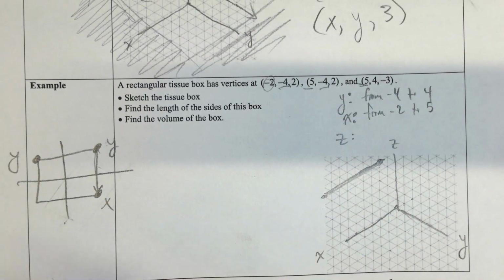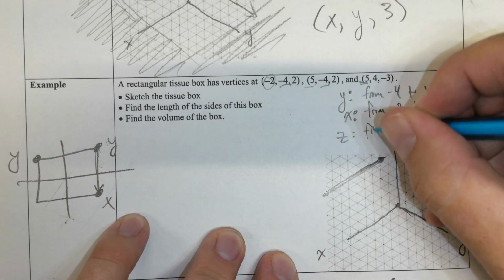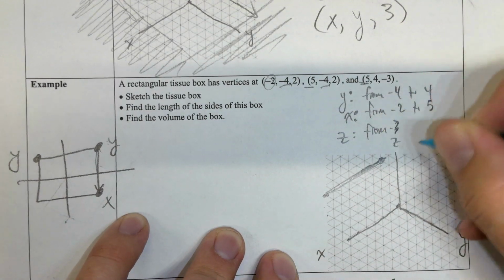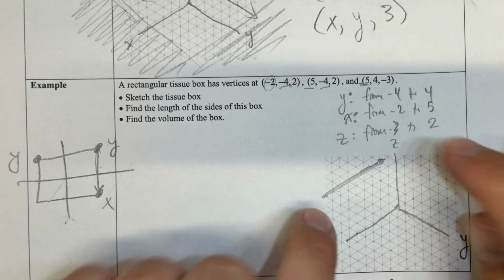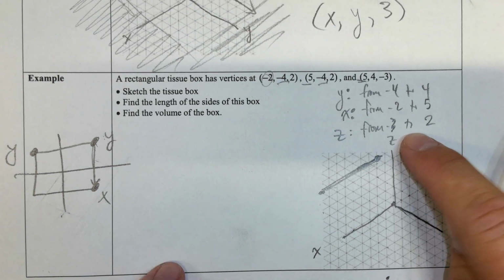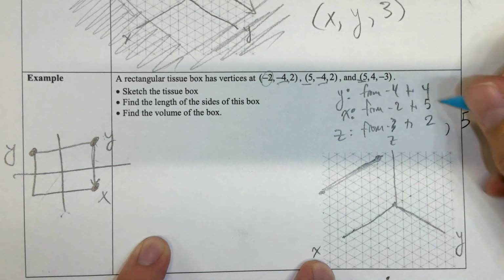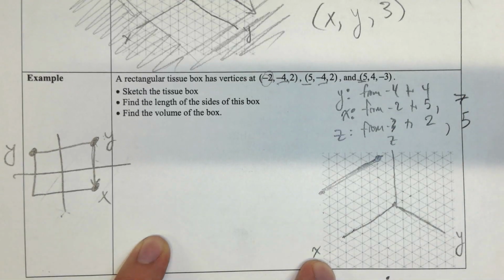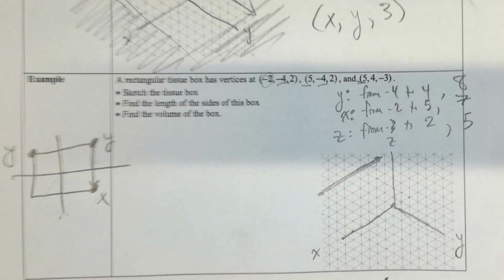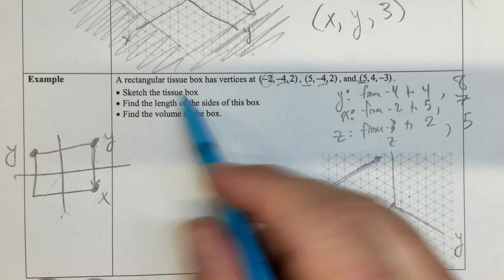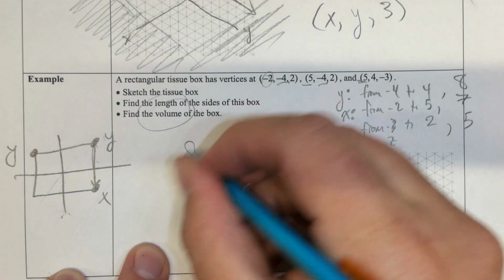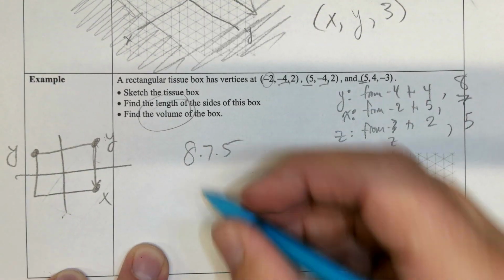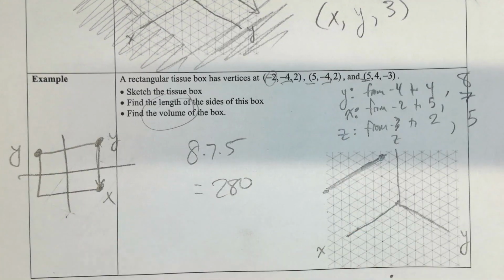My lowest, the floor of this thing, goes from -3, and it goes to a maximum height of 2. So I know that this thing is 5 tall. I know that it's 7 wide and that it's 8 long. Right there, I can already finish this, right? I found the lengths of the sides of the box. I find the volume by multiplying them. 8 times 5 times 7, and I get 280.